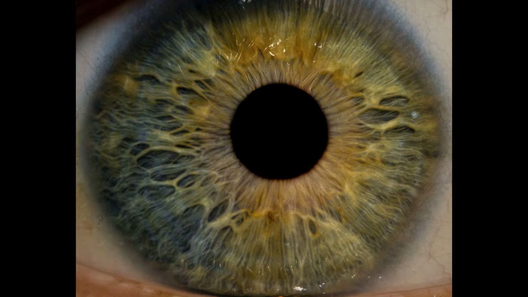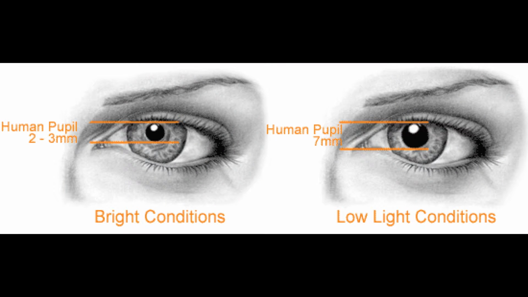This is the pupil. In poor light conditions, the pupil needs to be larger to allow more entry of light into the eye. In bright light conditions, the pupil needs to be smaller, because if too much light was to enter the eye, it could damage the sensitive retina at the back of the eye.